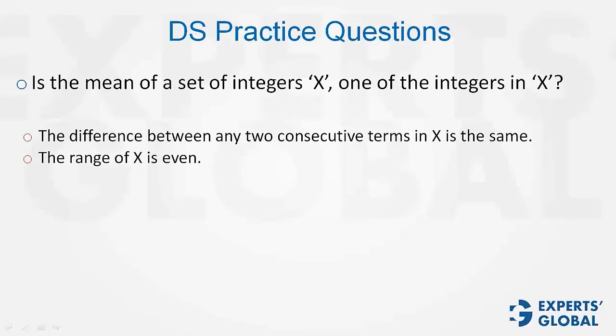Look at this one now. Similar question. Please pause the video, solve it yourself. The difference between any two consecutive terms is the same. So similar to the last question. If it is something like 1, 2, 3, we get yes as an answer. If it is 1, 2, 3, 4, we get no as an answer. So statement 1 is not sufficient. Look at statement 2. The range is even. This alone is, of course, not sufficient.